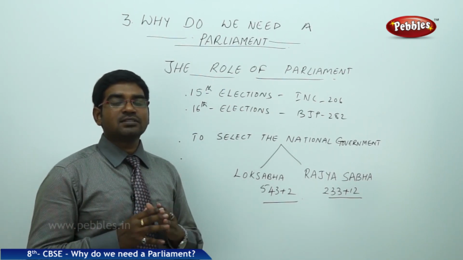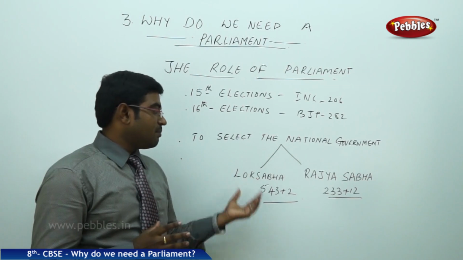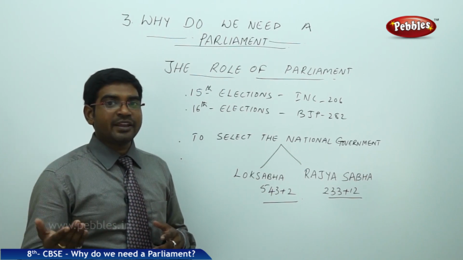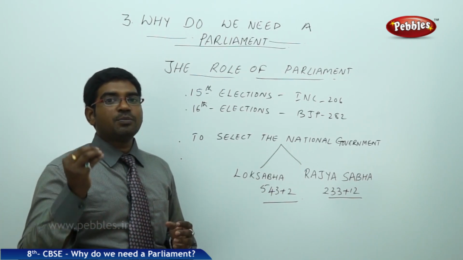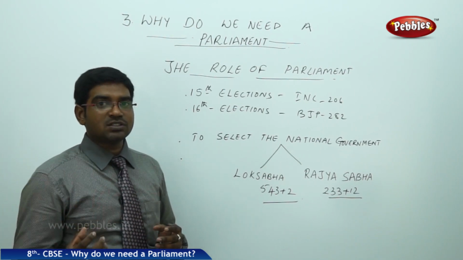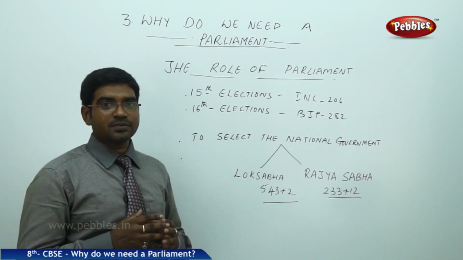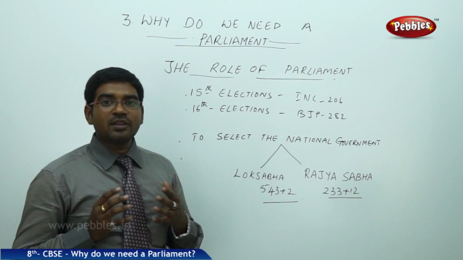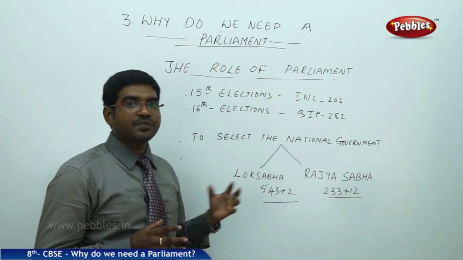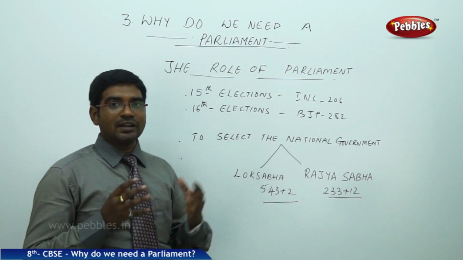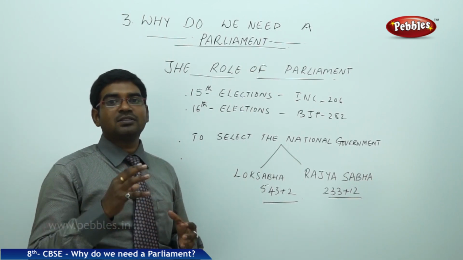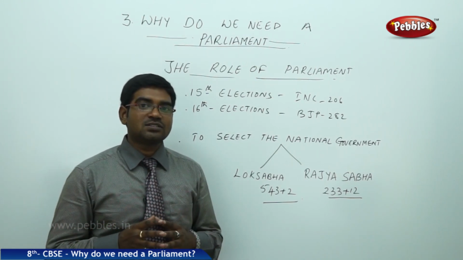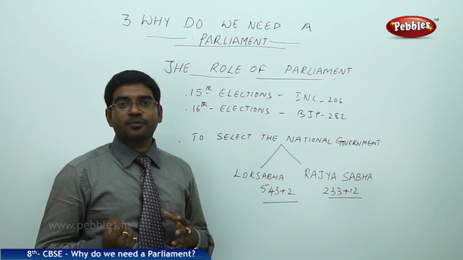The candidates of both houses are elected by the people. The members of Lok Sabha are elected by the people of India, whoever has attained 18 years of age, through the general elections, which are held every 5 years. For how many seats? 543. So these 543 candidates will contest. Different political parties will field their different candidates to contest in the elections. Once they secure the people's support, they become members of Parliament.